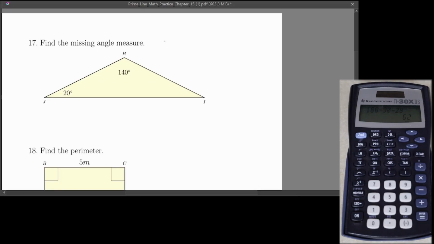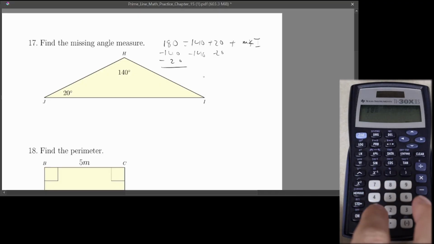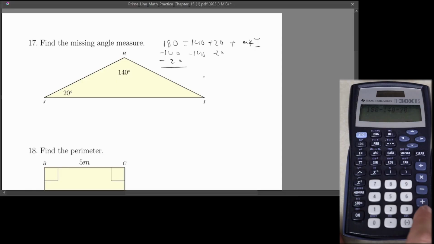Once again, they add up to 180. And we've got 140 plus 20 plus measure of angle I. So we can subtract 140 and we can subtract 20. And we are left with 180 minus 140 minus 20. And we're left with 20 degrees equals our measure of angle I.